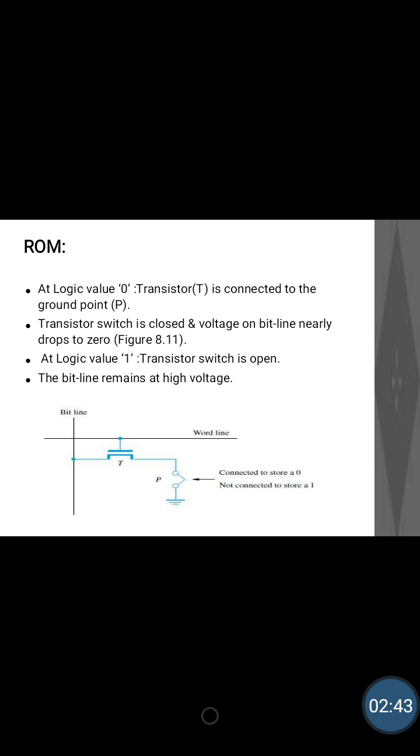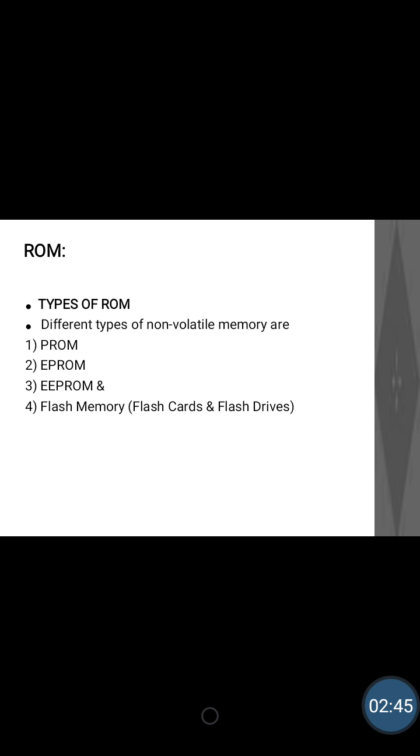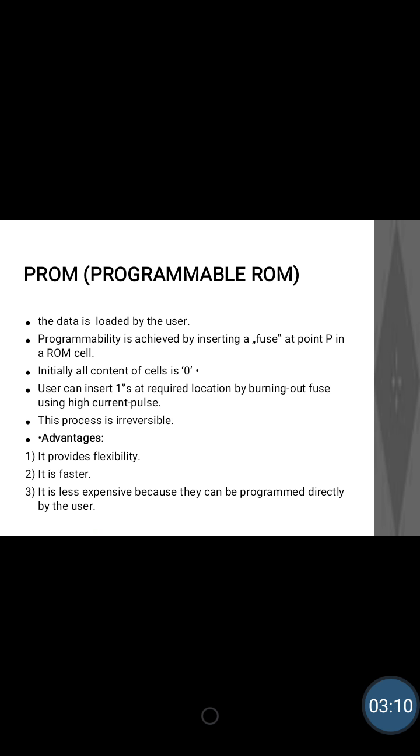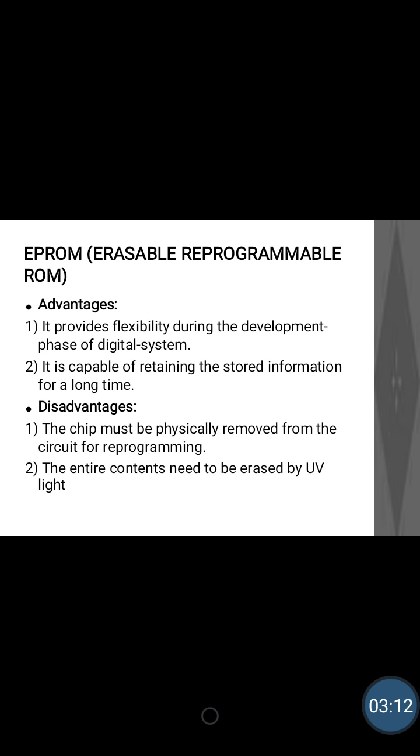Okay, we have different types of ROMs. You can look at the slide. We have different types of ROMs: PROM, EPROM, EEPROM, and flash memory. PROM indicates programmable ROM, EPROM indicates erasable programmable ROM, EEPROM indicates electrically erasable programmable ROM, and the other is flash memory. Let's discuss these. Moving to the first type, called PROM.